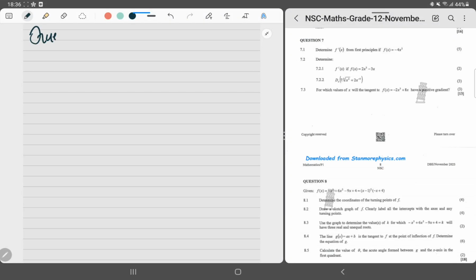Question 7. Determine the derivative from first principles if f(x) is equal to negative 4x squared.